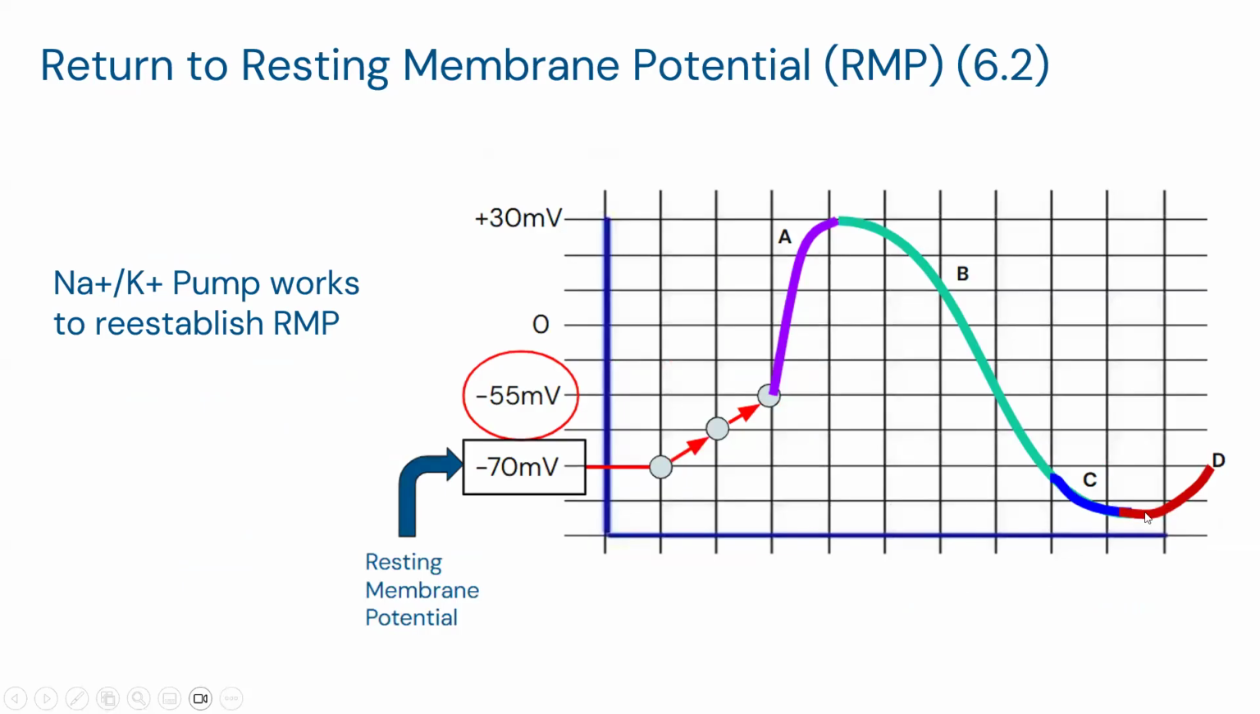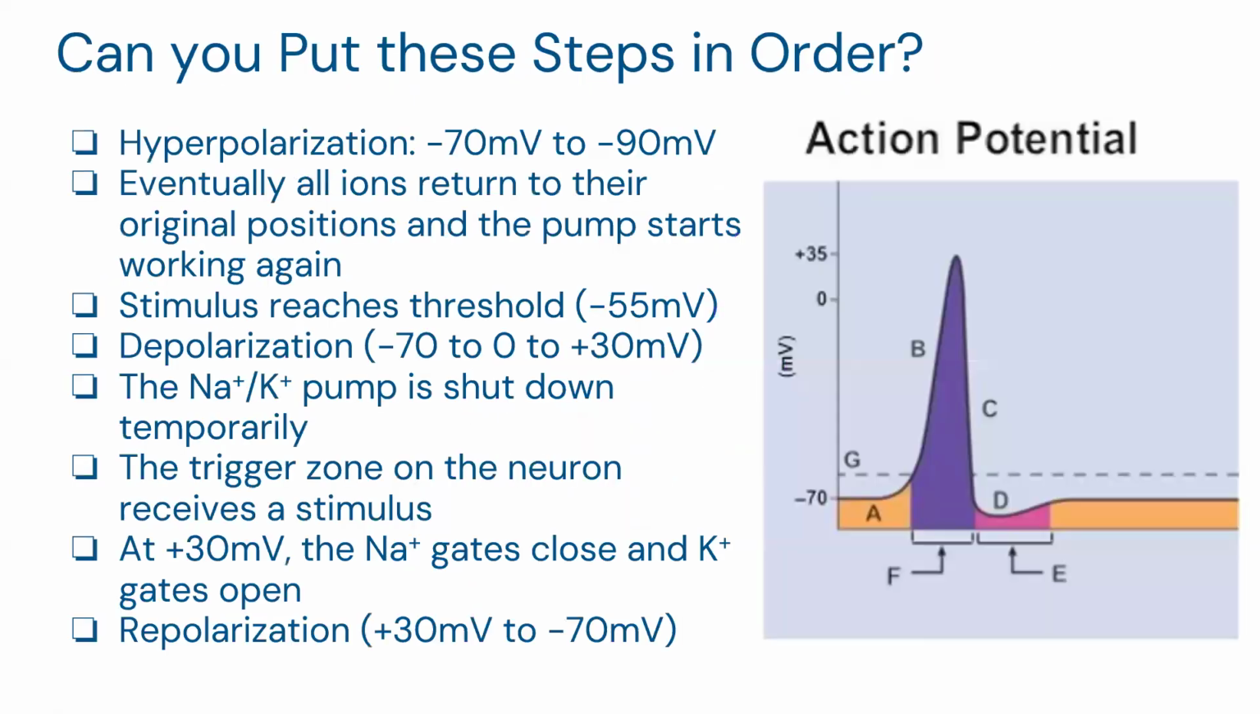And then it's our sodium potassium pump's job to reestablish our resting membrane potential. In a sense, once we have A and B and C happen, our sodium and potassium ions have swapped spots, and we now need to switch them again. We need potassium to get pumped in, sodium to get pumped out, and we can reestablish our resting membrane potential.